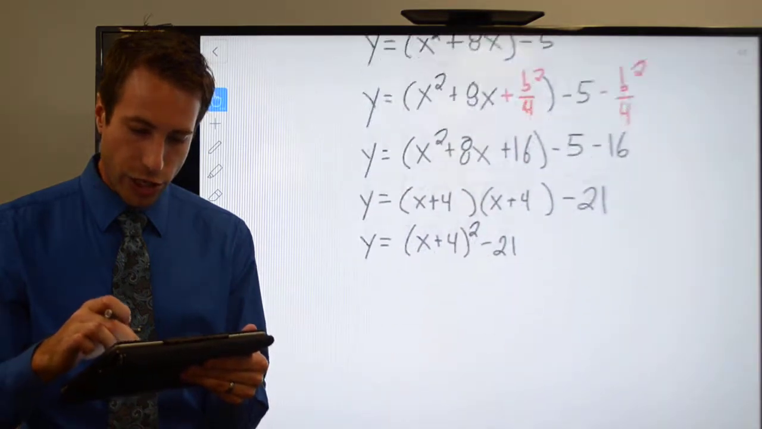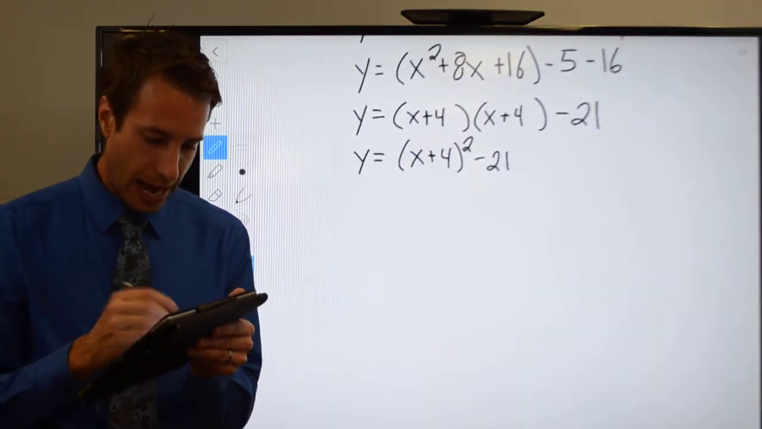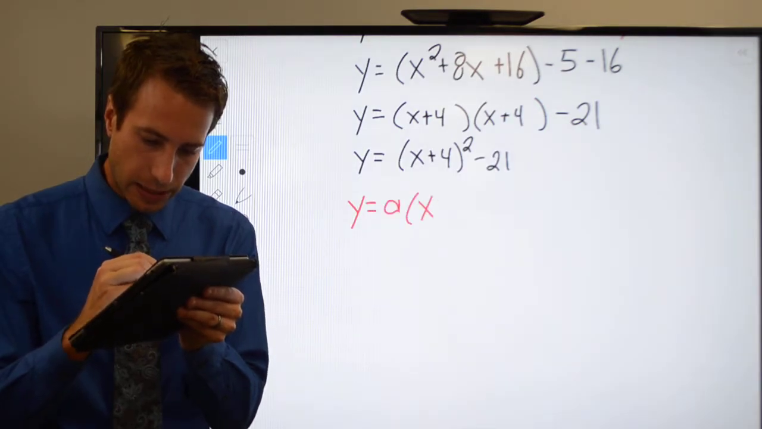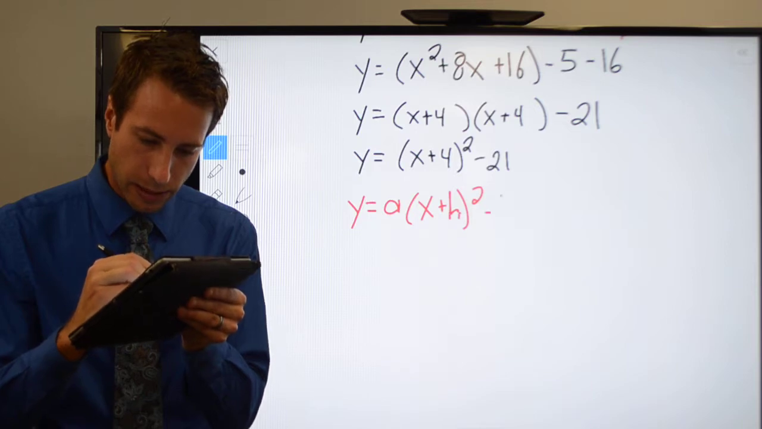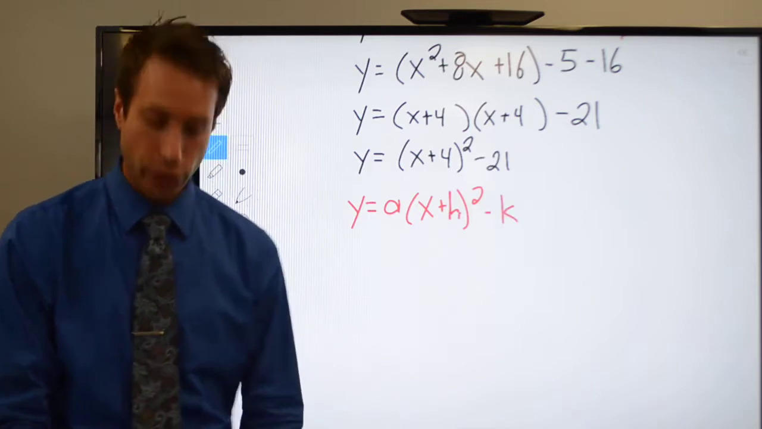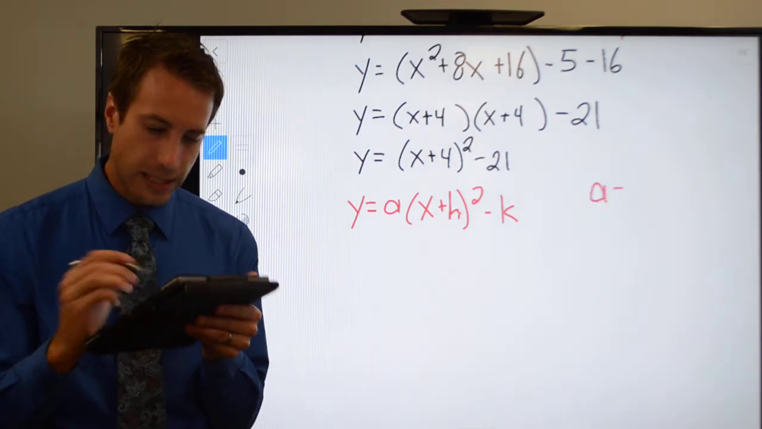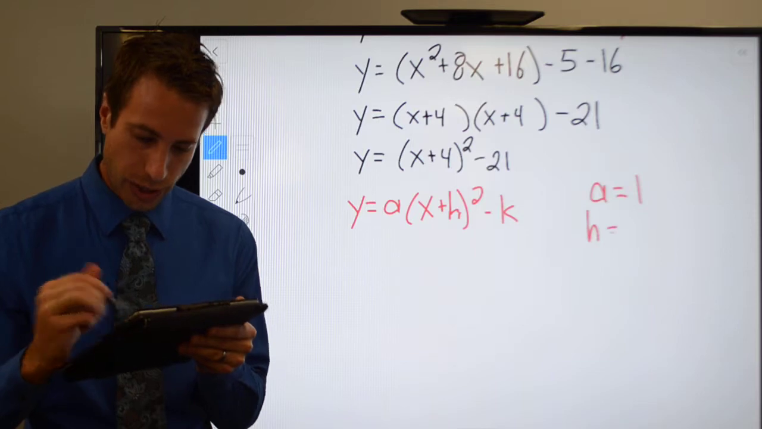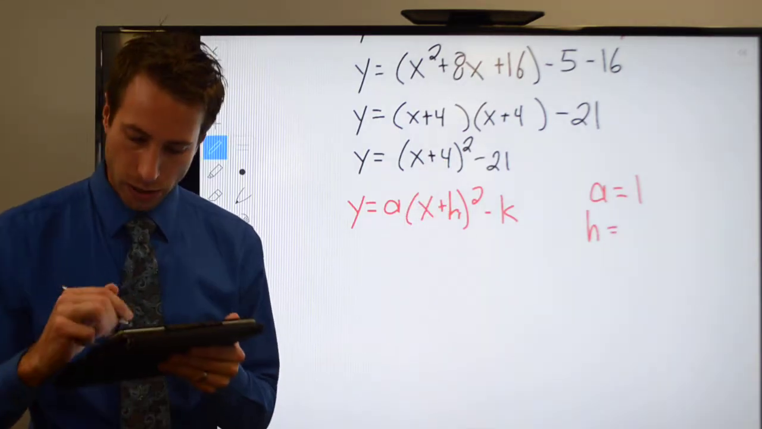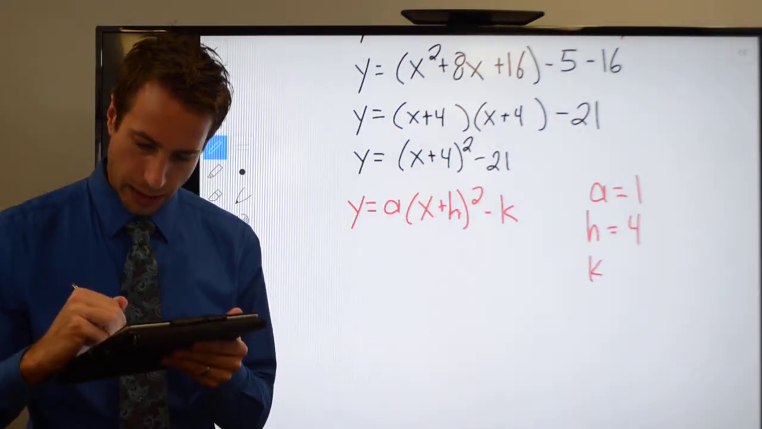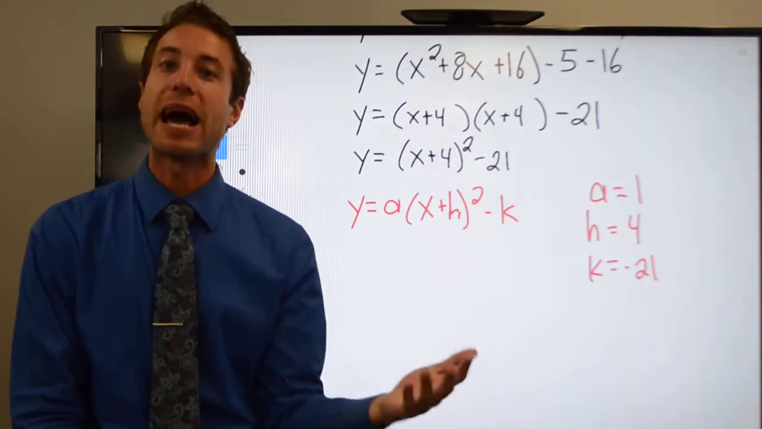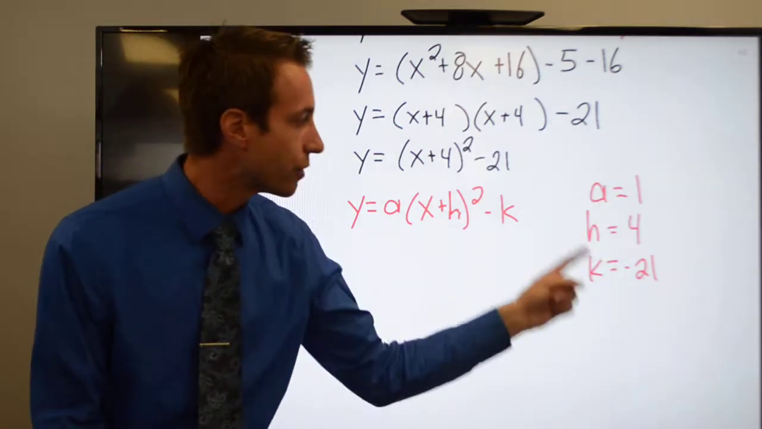And check out what you have now done. You now have y equals a times x plus h squared minus k, where your a is equal to 1. H is equal to 4, and K is equal to a negative 21. And again, we looked back in Chapter 2, Section 7, what each of those does.